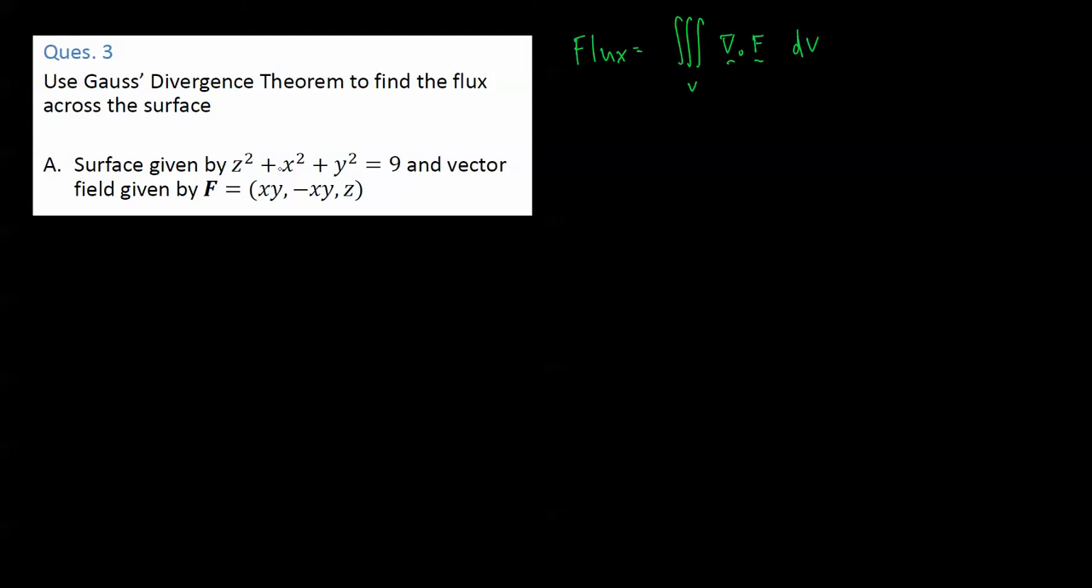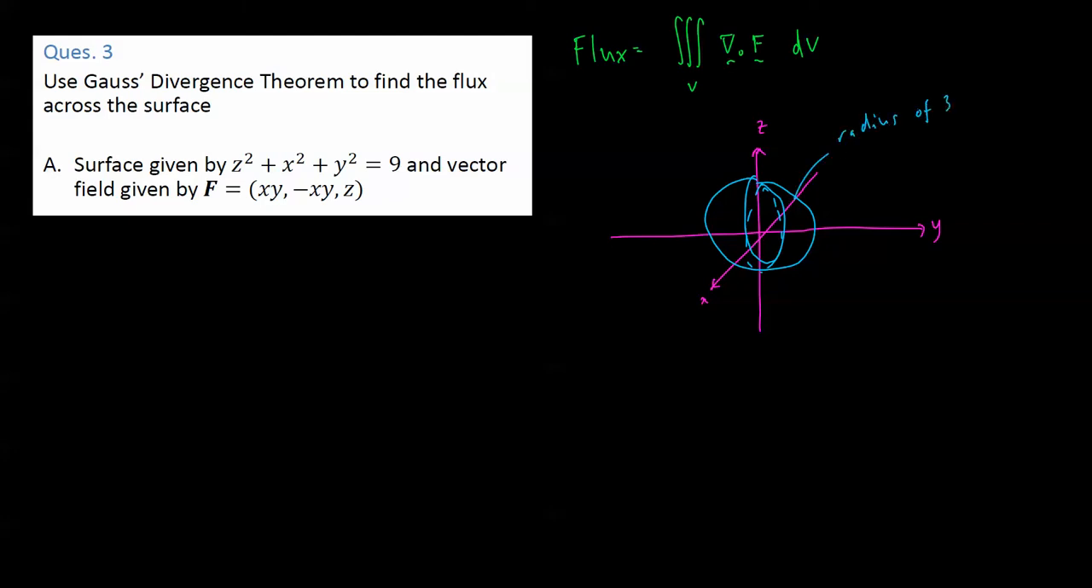The surface is given by z squared plus x squared plus y squared equals 9. So what does that look like? On x, y, z axes, x squared plus y squared plus z squared gives me a sphere. So I've got a sphere in x, y, z space, and it's got a radius of 3, because it's the square root of 9. So it goes out to 3 and up to 3.